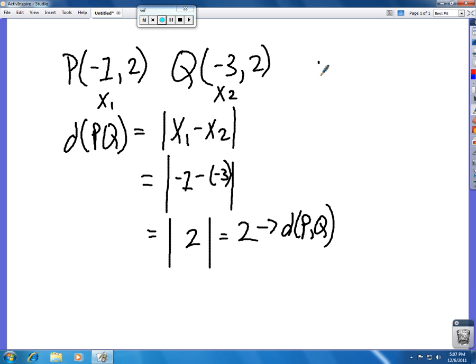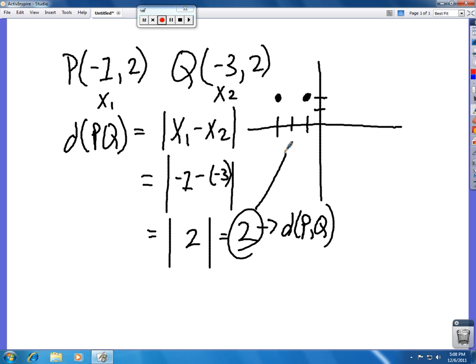And if you were to think about this graphically, you could graph these 2 points. Say P is going to be at negative 1, 2, right there. And Q is negative 3, 2, which is right here. So this distance of 2 right here is actually the difference right here. So you have 1, 2, right? You have 2 points in between negative 1 and negative 3. So that's your overall distance there between these 2 points.